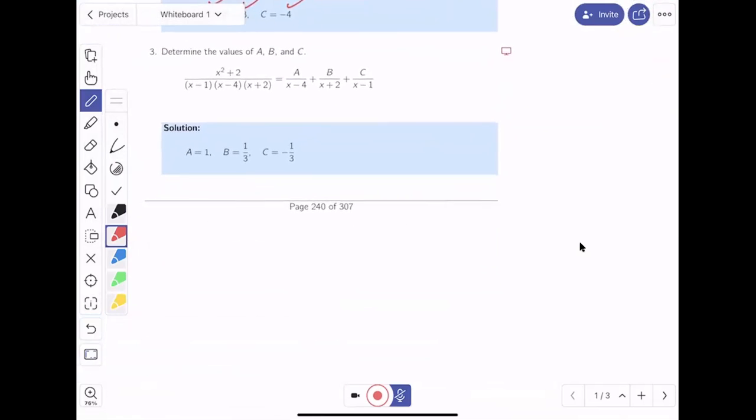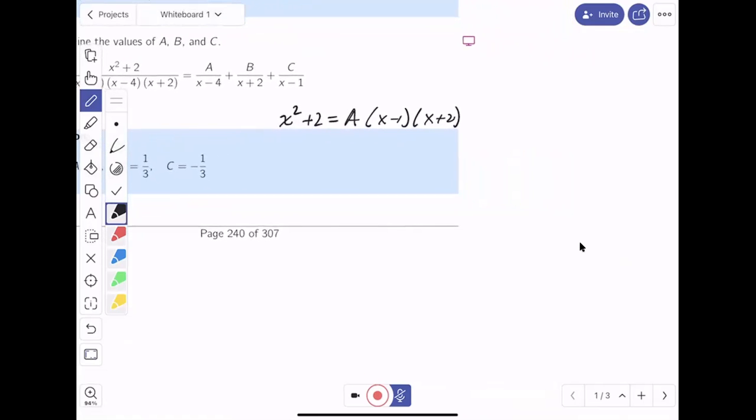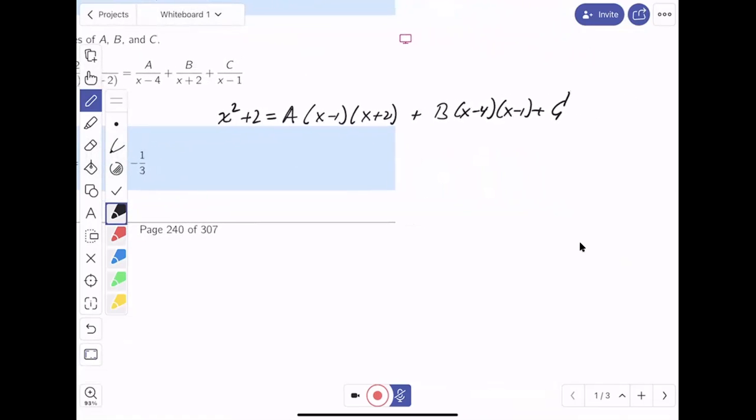Again, it's just warm-up problems. Looks pretty simple to do. LCD, again, fairly simple. X minus 1, X minus 4, X plus 2. Multiply both sides by the LCD, and you're going to get this. X squared plus 2 equals A, X minus 1, let's see, X plus 2, right? Oh boy, it's going to be a lot of work here, isn't it? Plus B times X minus 4, X minus 1, plus C, X minus 4, X plus 2.